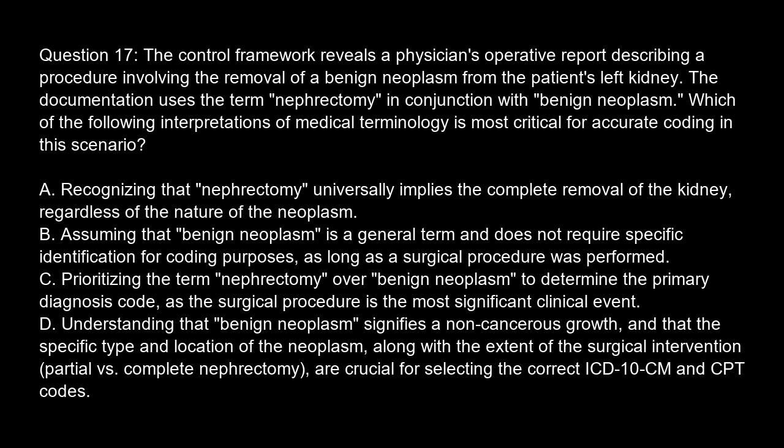Option A. Recognizing that nephrectomy universally implies the complete removal of the kidney, regardless of the nature of the neoplasm. Option B. Assuming that benign neoplasm is a general term and does not require specific identification for coding purposes, as long as a surgical procedure was performed. Option C. Prioritizing the term nephrectomy over benign neoplasm to determine the primary diagnosis code, as the surgical procedure is the most significant clinical event.